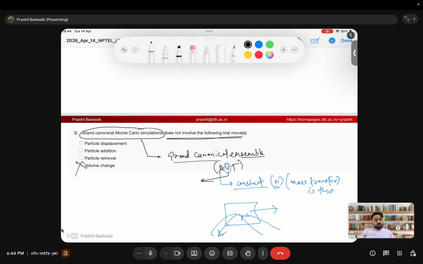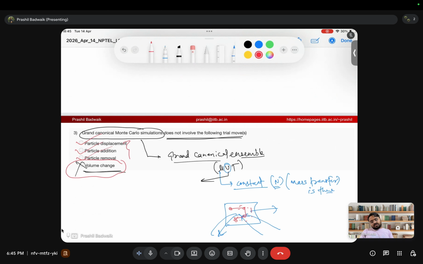What is not true? Volume change is accepted. This is not true. But then what happens? I have particles in the system. Those can move from one location to other, right? All particles have been given a freedom to move from one location to other. That's where particle displacement is happening. As I said, particle addition and deletion is also happening. Particle removal is included. Volume change is not accepted.